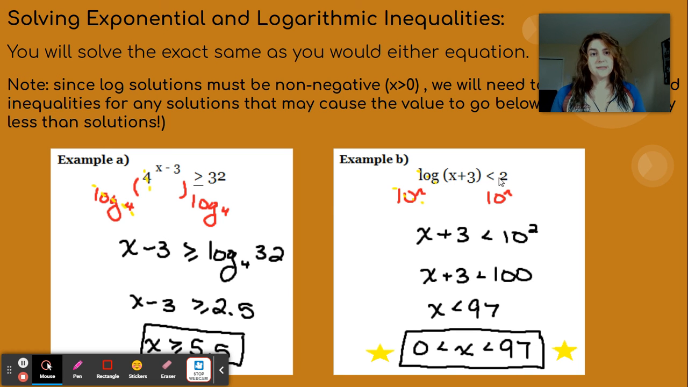Now, if it's a less than, this goes back to what I was just saying. You can't have negative logs. So if you're solving a log, and this is only for logs, if you're solving a log and it ends up being a less than problem, you got to make sure you put a cap on the end of it. It has to be between 0 and that number, because we don't want to go below 0 in order for it to get us a negative value. Okay, so just be aware of that as you're going through these problems.